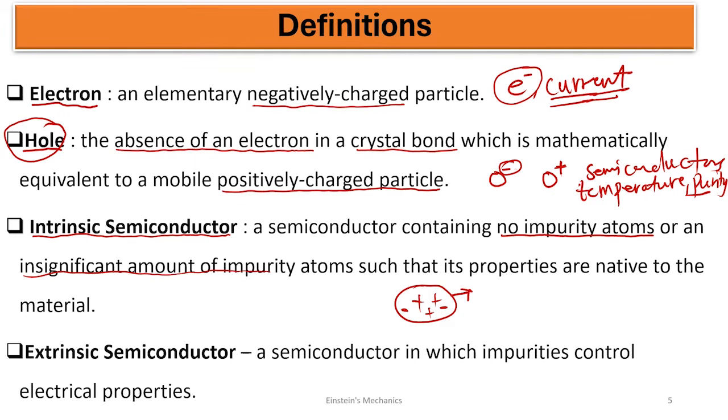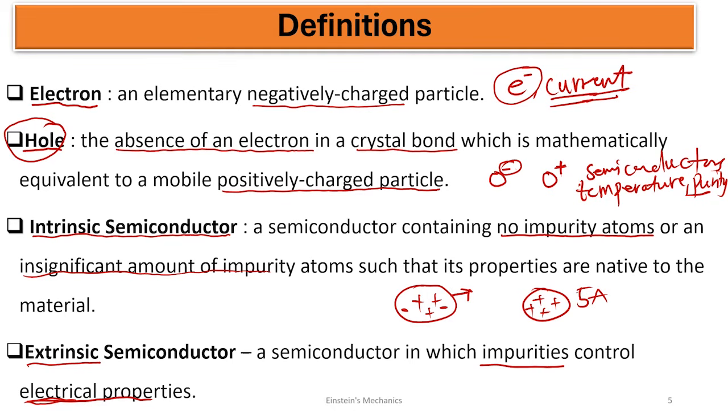But then if we add impurity to control the electrical property, then that semiconductor becomes what? Extrinsic. So let's say we have this semiconductor, and at its natural state, it is able to help us generate, let's say, 5 amps current, or it's able to conduct 5 amps.